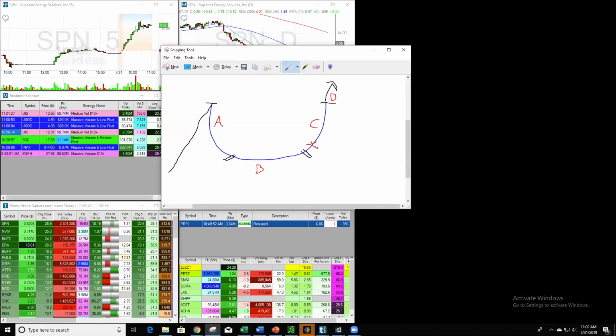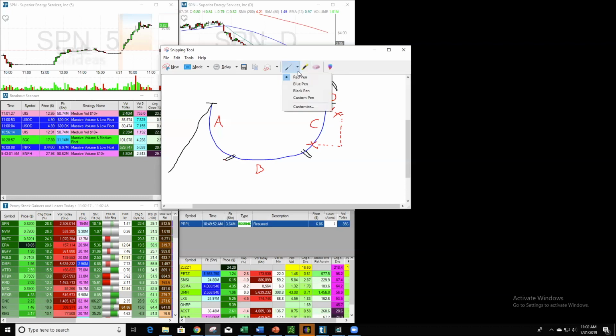Let's say worst case scenario. We get in right here, and the stock hits this resistance wall and starts falling back on down. Well, then let's just get out right here. And if we're in right here and we get out up here, what does that mean? It means we just made money on this play.